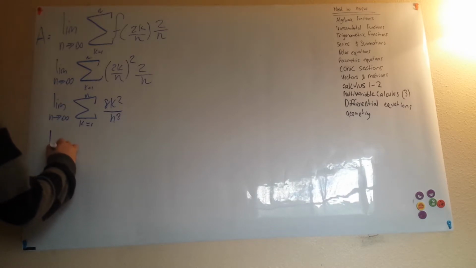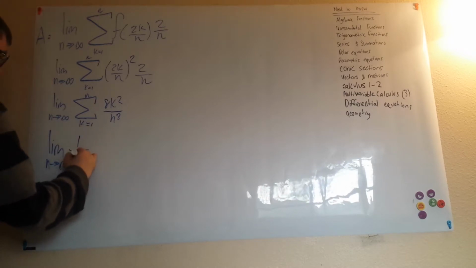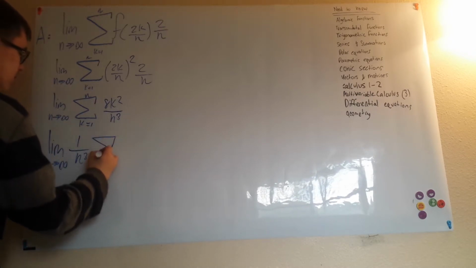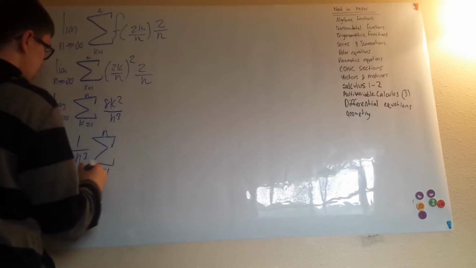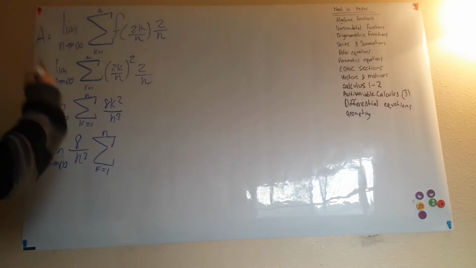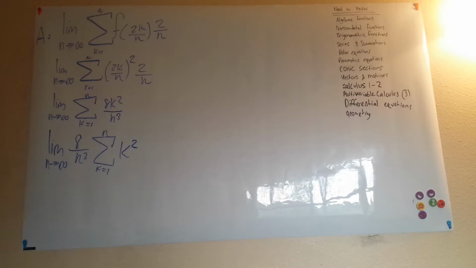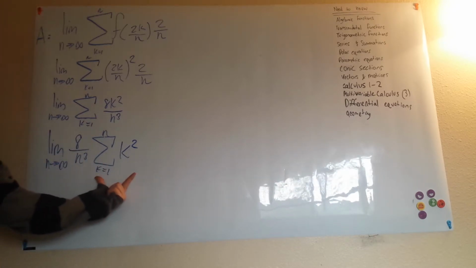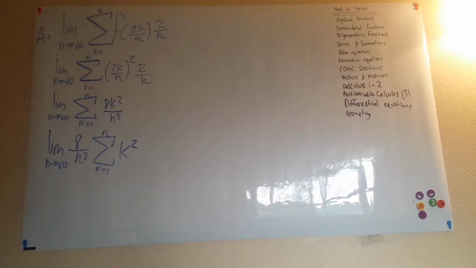So this is the limit as n approaches infinity of 1 over n to the third of the summation from k equals 1 to n of what? Well, we can pull out constants too, remember? The 8 doesn't matter, it's not going to change. The only thing that's changing is the k squared. Do we have a summation formula for this? We do. Remember the k squared one from the problems we did? We know that one.